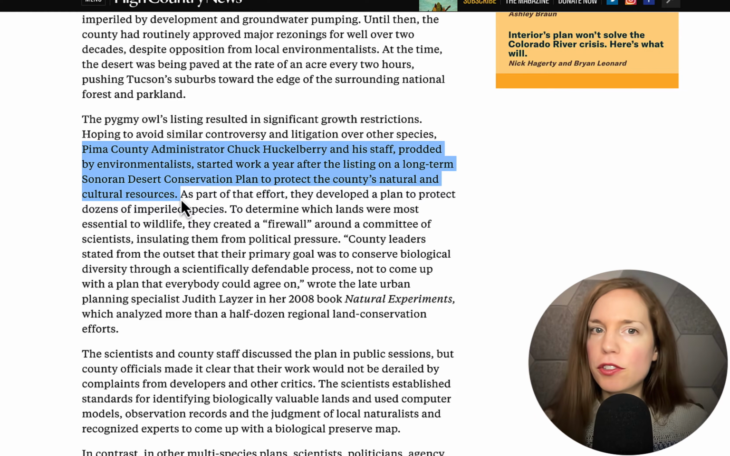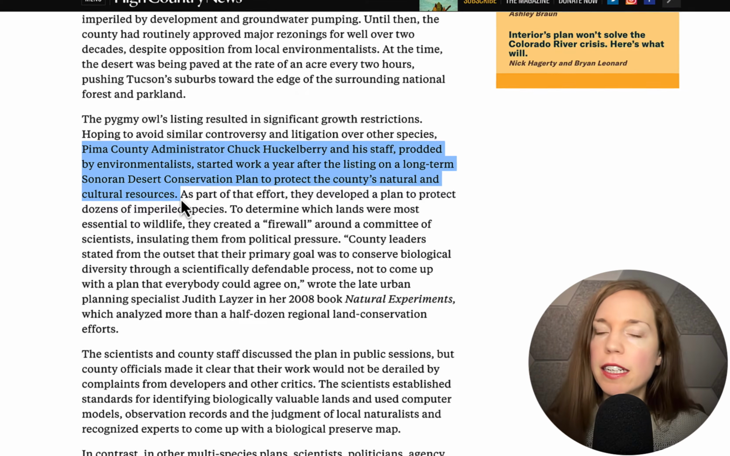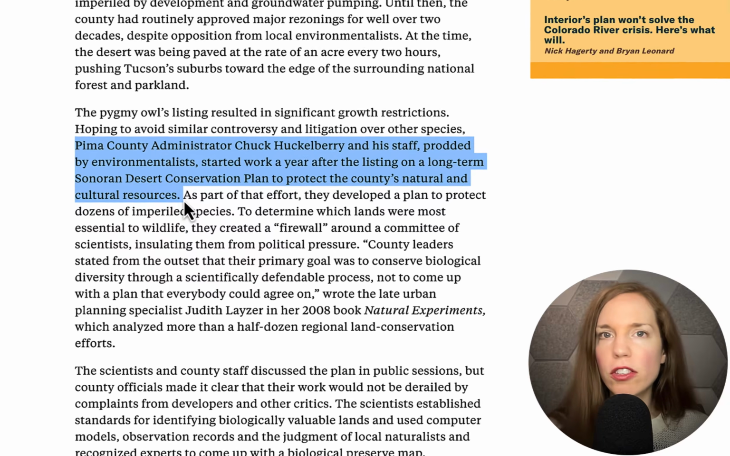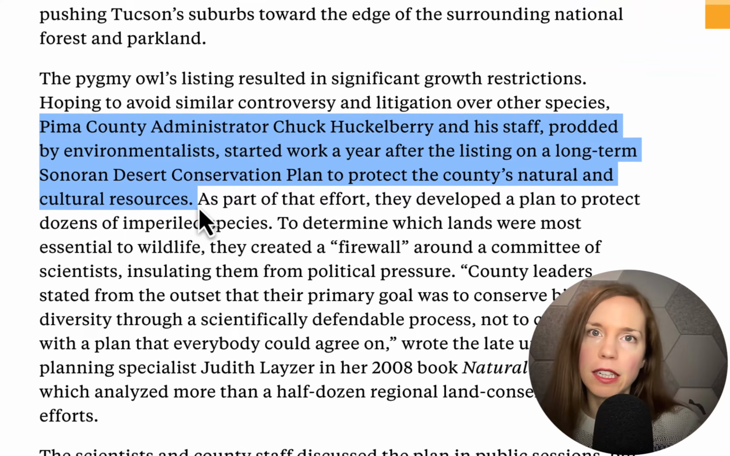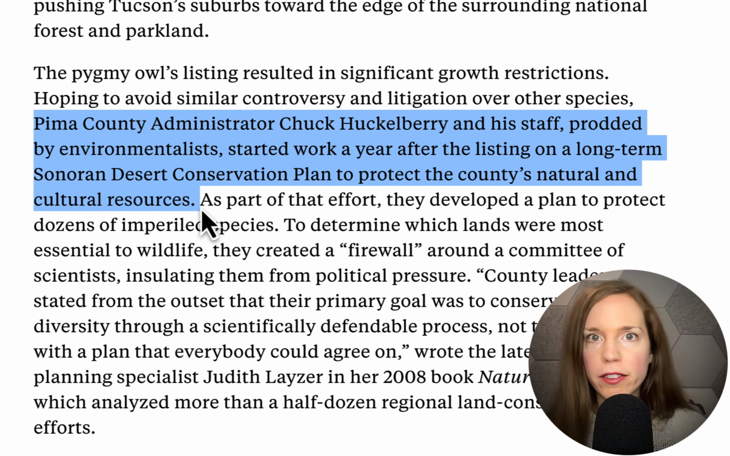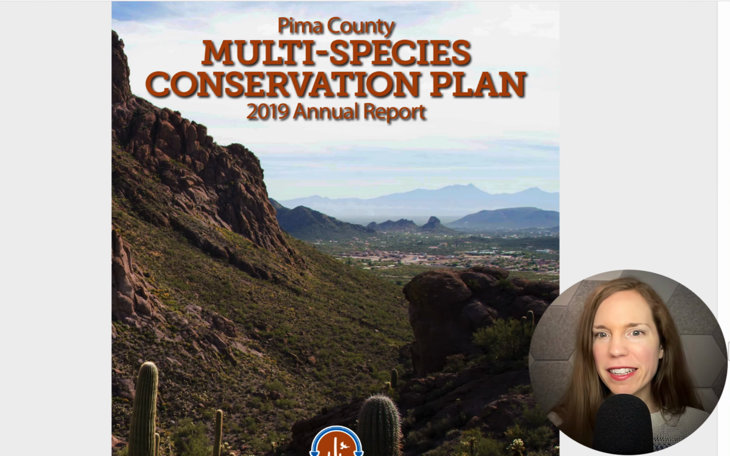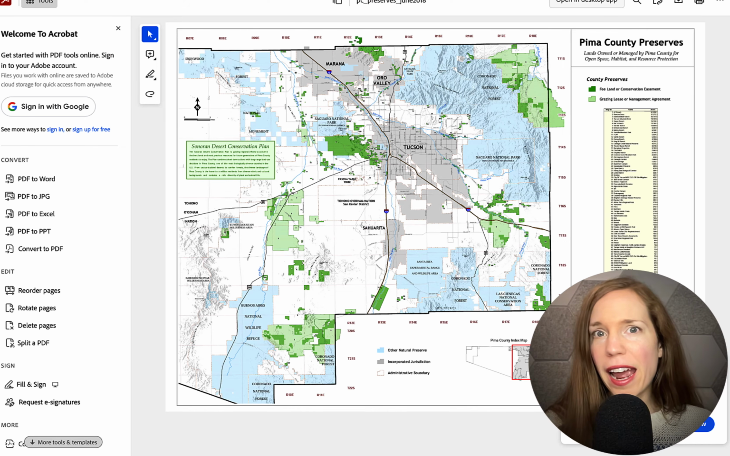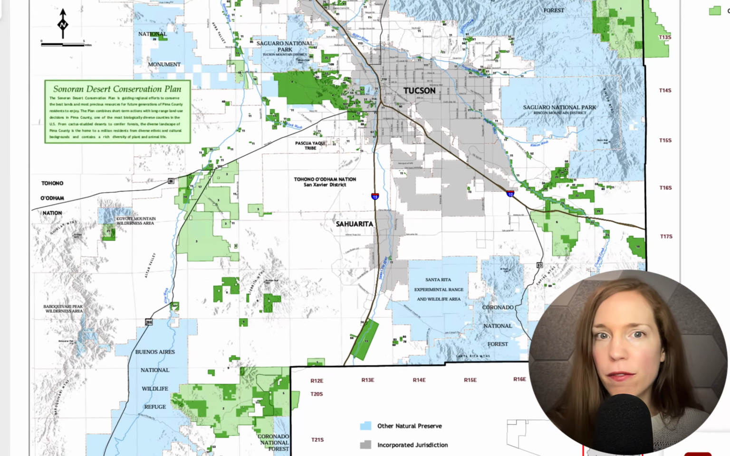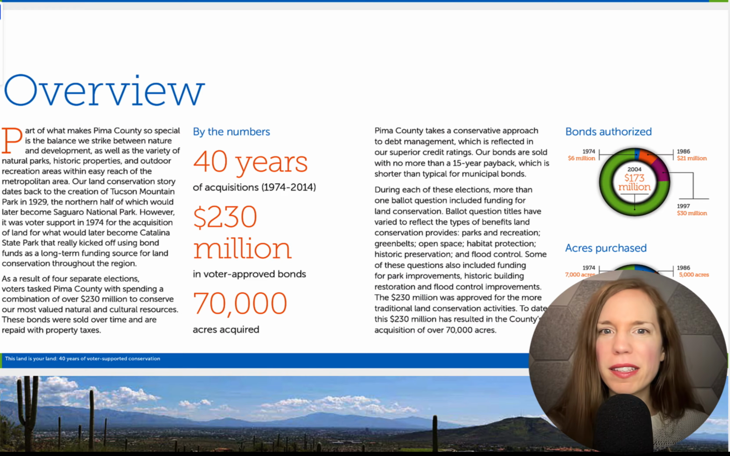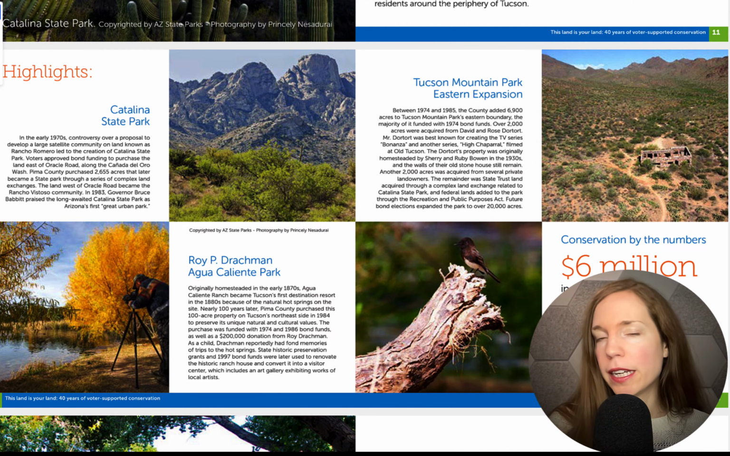Pima County Administrator Chuck Huckelberry and his staff decided to proactively put together a long-term multi-species habitat conservation plan before future endangered species designations would rile the community. The 7-year effort put together a plan that would protect 54 species and also use bond financing to acquire hundreds of thousands of acres of open space. But the most impressive part of the plan was its widespread support. Voters overwhelmingly approved the bond measure to acquire additional land.